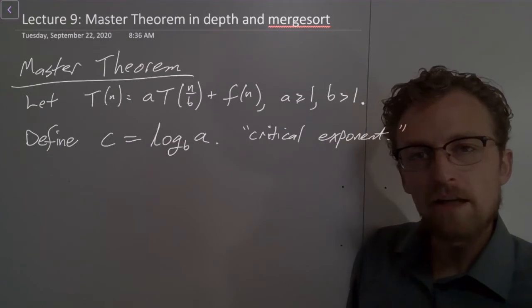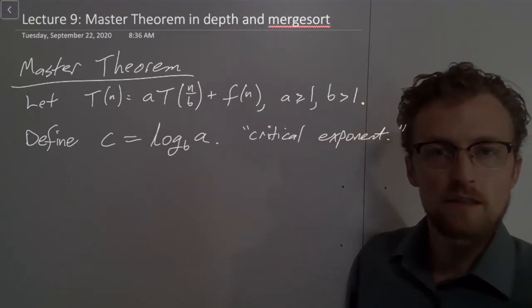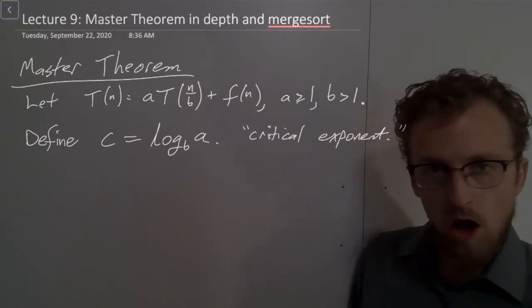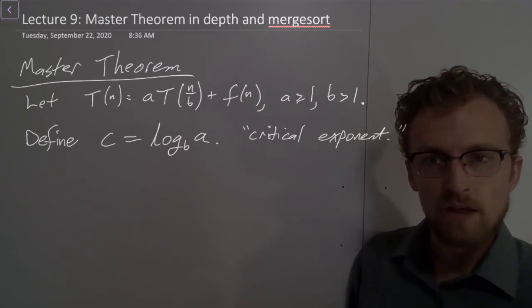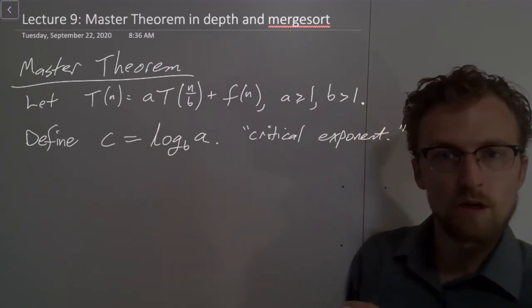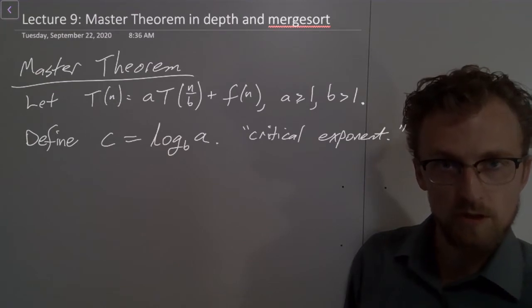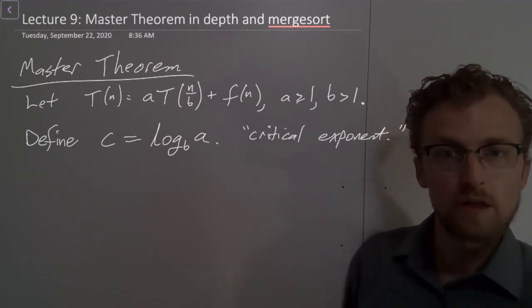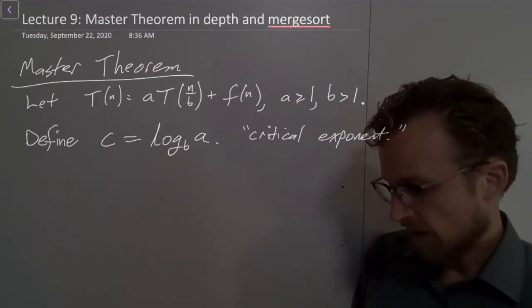So we're going to define the critical exponent, using this letter C, as the log base B of A. And so that's just looking at the terms in the recursion, right? In the recursive piece of this. It doesn't capture anything about the f of n.